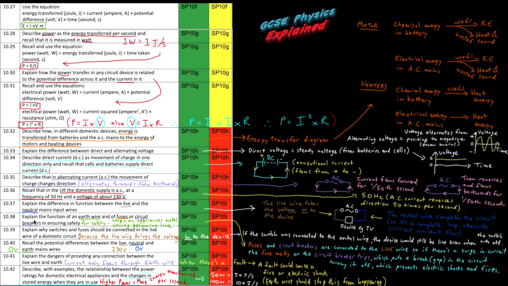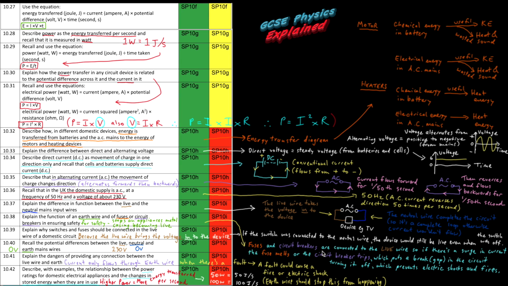10.38. Explain the function of an earth wire and of fuses or circuit breakers in ensuring safety. Well, for 1 mark, an earth wire and a fuse is used for safety, and so is a circuit breaker. Now, the earth wire stops an appliance's metal casing from becoming live. You can get 1 mark for saying that. I've got a nice little video all to do with earth wire, fuses and circuit breakers on my channel. Have a little look if you need more guidance.